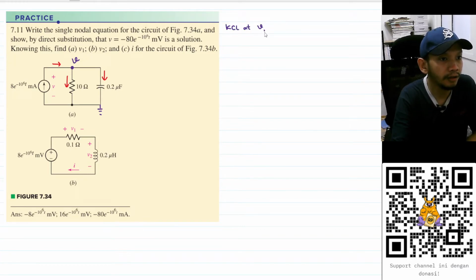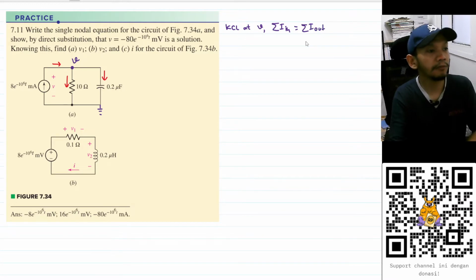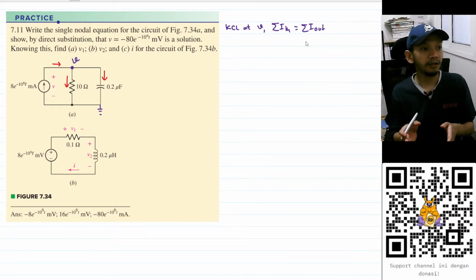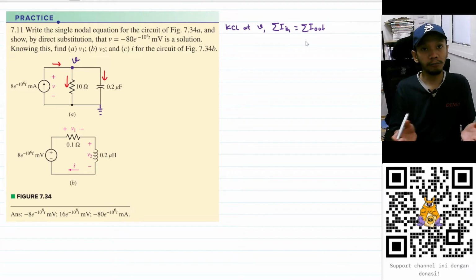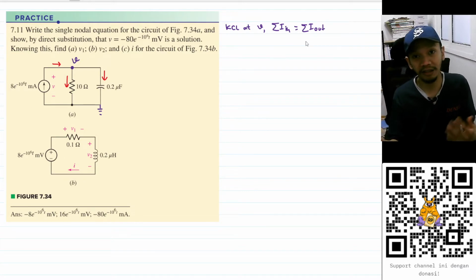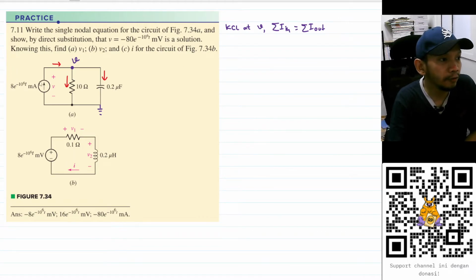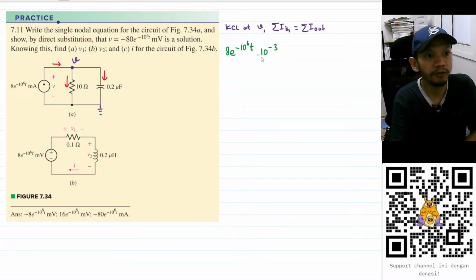KCL at V: the sum of the currents that go in is equal to the sum of the currents that go out. Remember, we are working in SI units, meaning volt, ampere, ohm, farad, and so on, so we eliminate all the micro, milli, and so on. The current that goes in is only from this current source, so I will have 8 multiplied by e to the minus 10 to the 6 t, and the unit here is milliampere, so I need to multiply it by 10 to the minus 3. That is the only current that goes in. All the other currents go out.